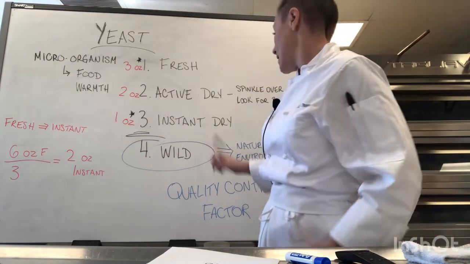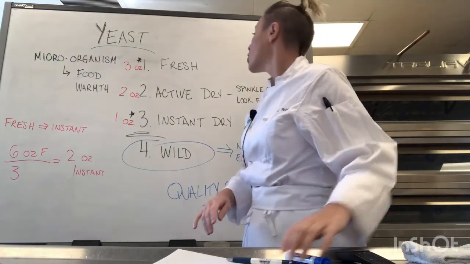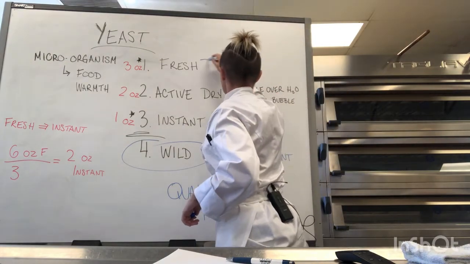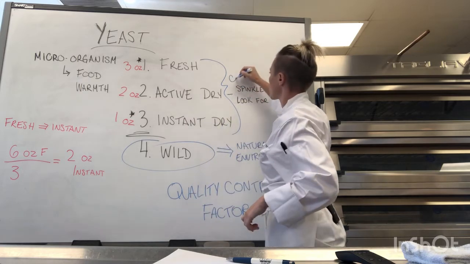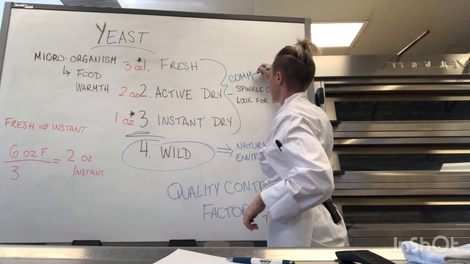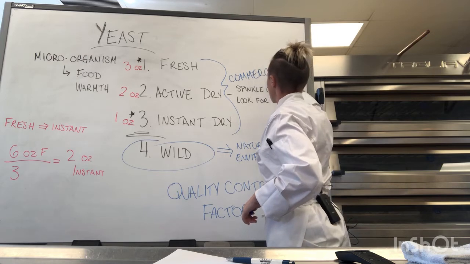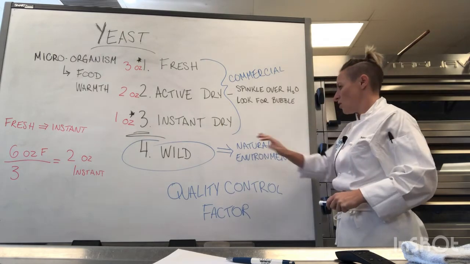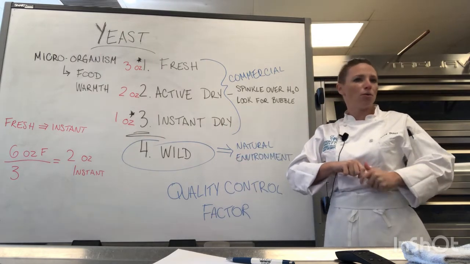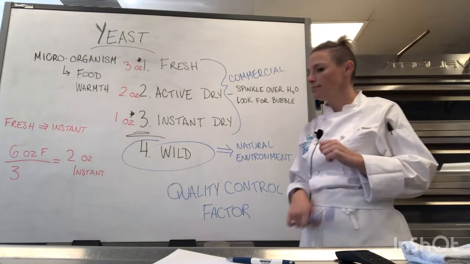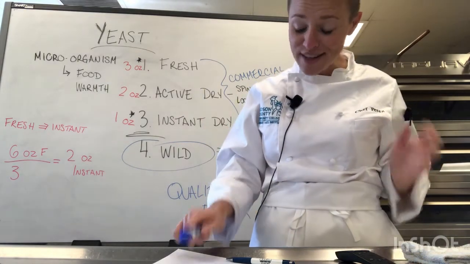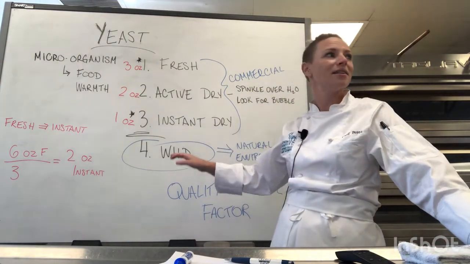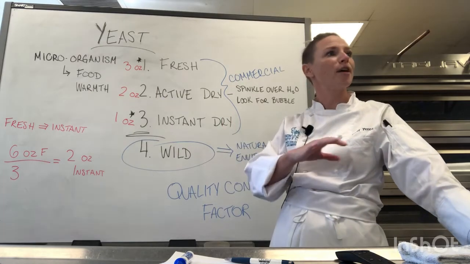Wild yeast is, like I said, found in the natural environment. Your first 3 up here, these are all commercial yeasts, meaning you can buy them. Commercially, you can find them in the grocery store. Okay, so those are commercial yeasts. Wild yeast is naturally found in the environment. You cannot buy it. But the really cool thing about natural yeast is it takes on the flavor of the environment that it's found in.